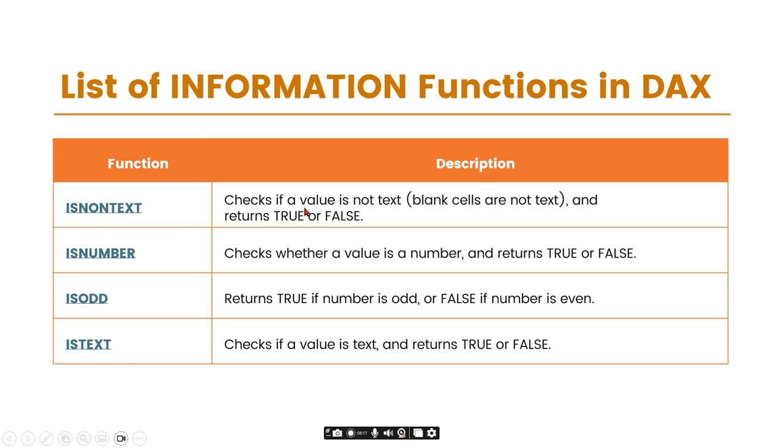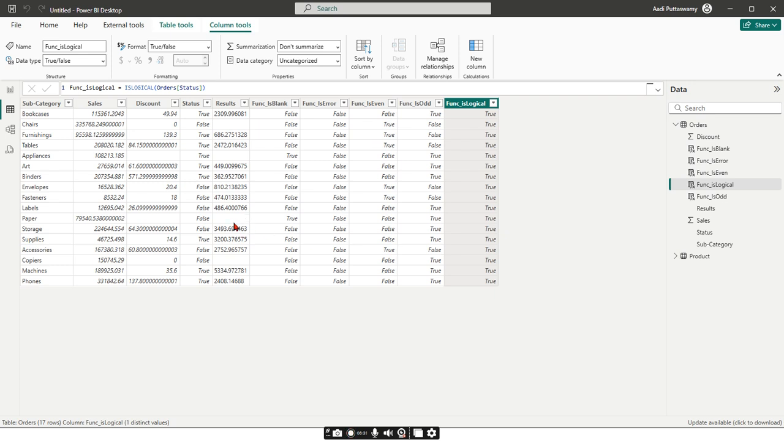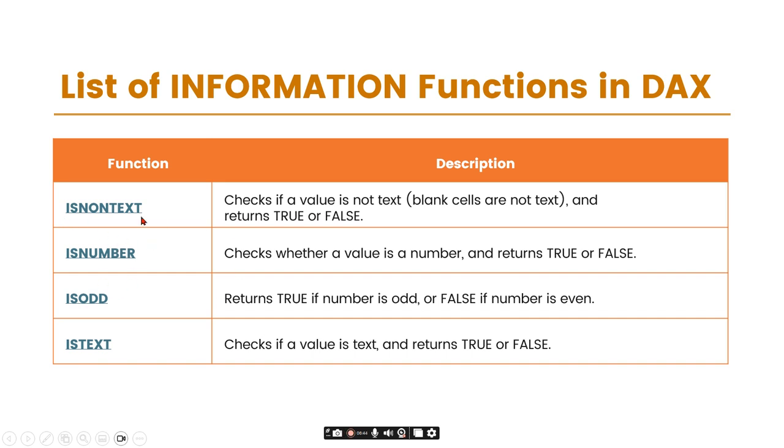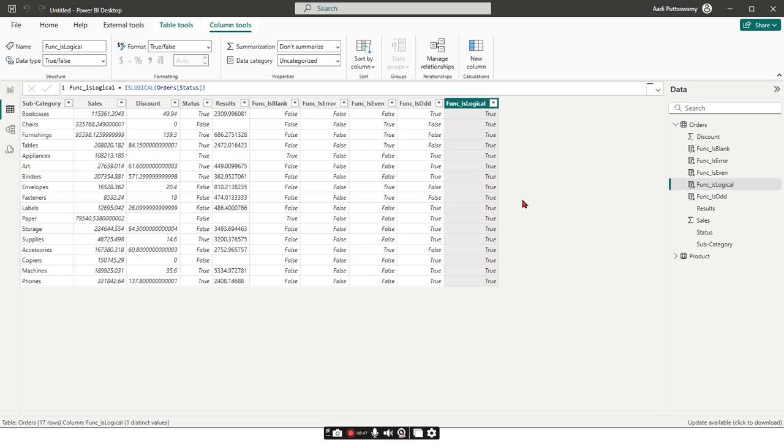Non-text actually checks if a value is non-text. Blank cells are not considered as text, and it returns true or false. Okay. So is number checks whether a value is a number and returns true or false. Here we have one column, that is results. We have blank values as well as numbers. So we'll try to understand is text, is non-text, and is number for the same column and see.